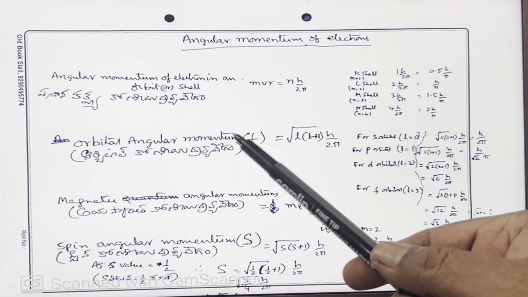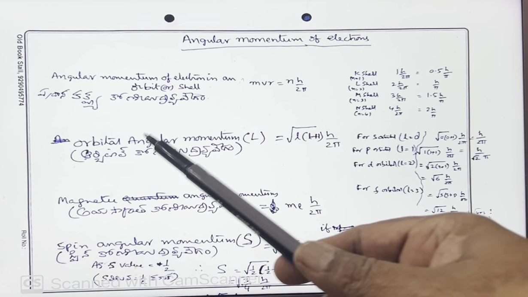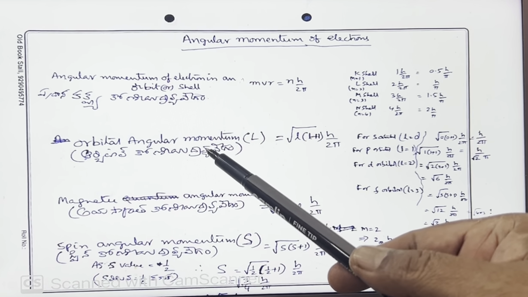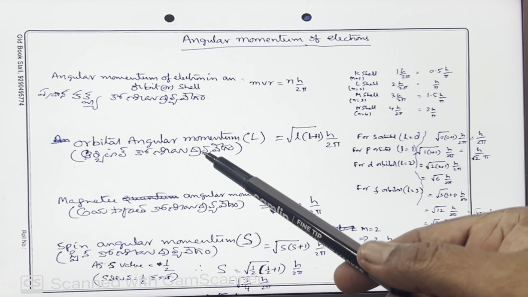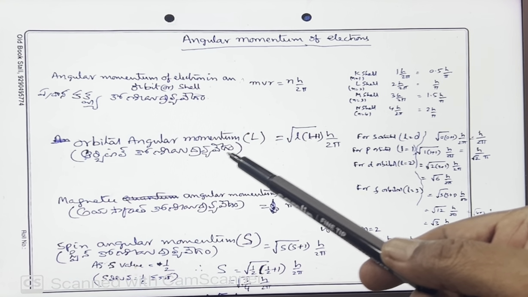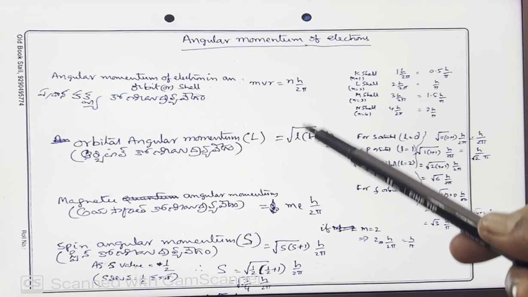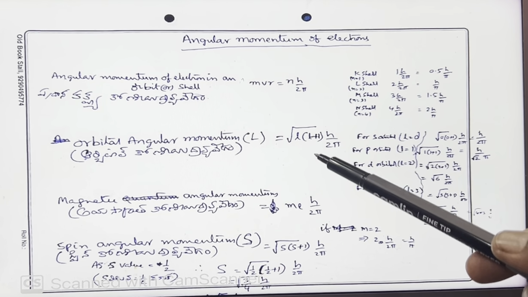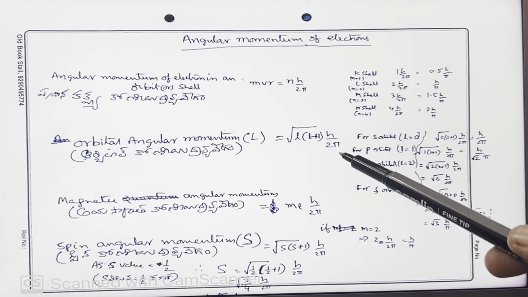Orbital angular momentum. This is the orbital, or azimuthal, quantum number. An electron in an orbital has some angular momentum. That angular momentum can be calculated using this formula. The derivations are in quantum mechanics, so you need not bother about the derivations. It is root over L into L plus 1, times h by 2 pi.